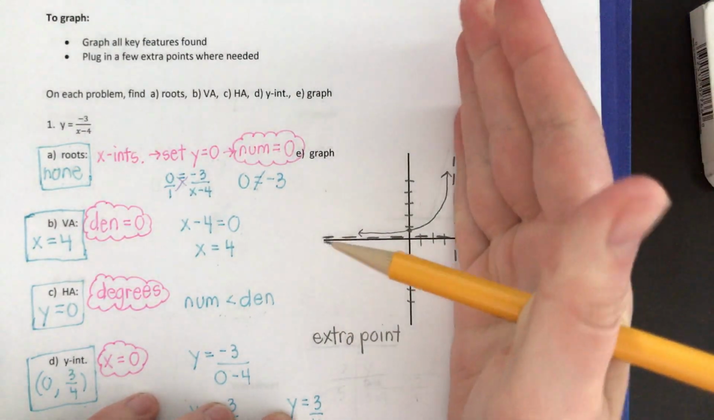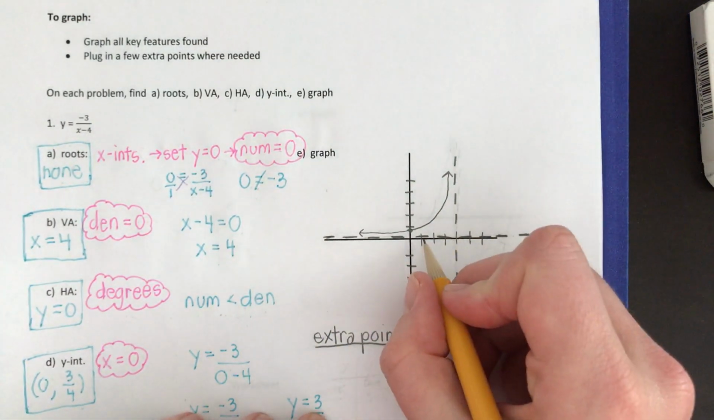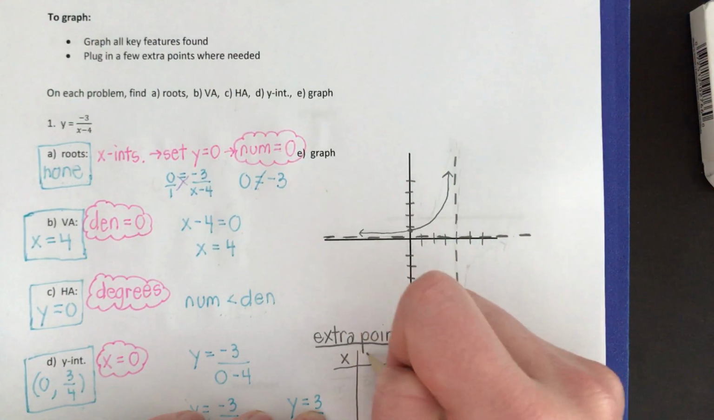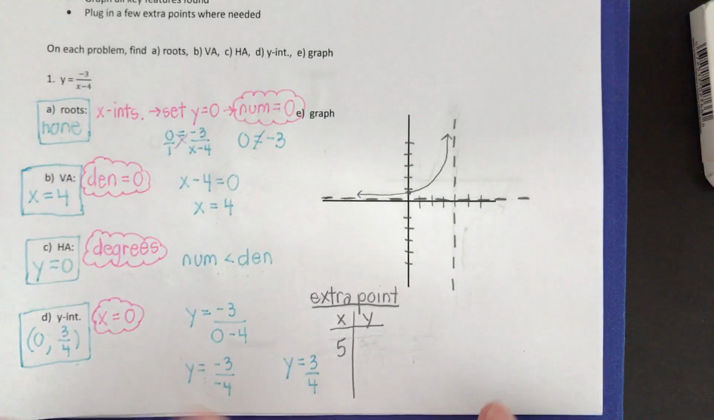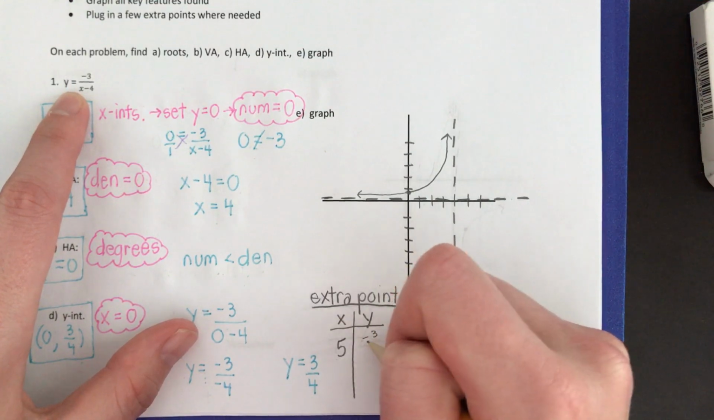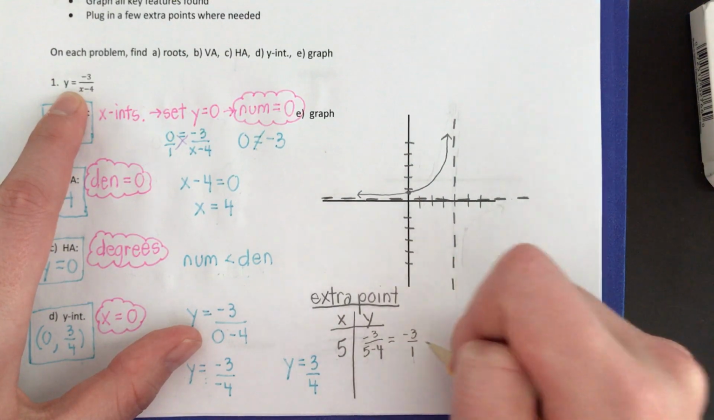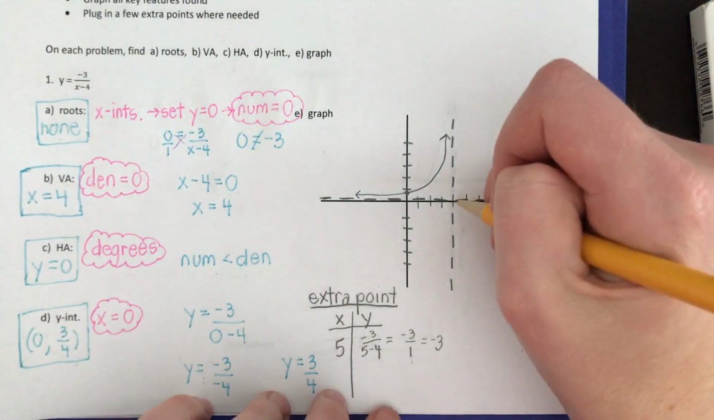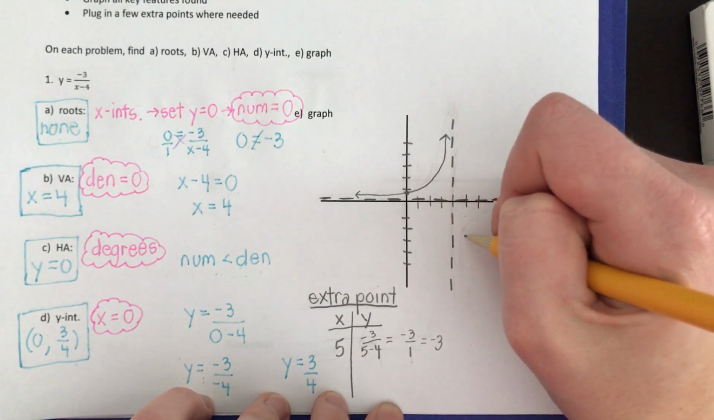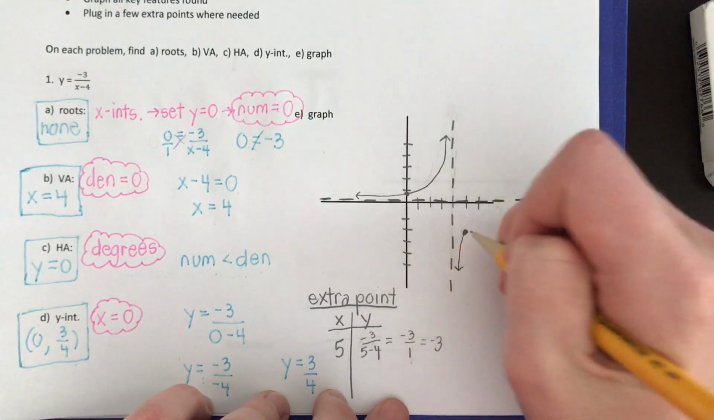Okay, so I want to know what's happening to the right of my VA. So I'm going to plug in a point to the right of my VA. My VA is at 4, so I'm going to go ahead and plug in 5 for x. If I have 5 for x, that would be -3 over 5 minus 4. So in other words, -3 over 1, so in other words, -3. So I have the point 1, 2, 3, 4, 5, and 1, 2, 3, about there. Okay, so then this will also hug and hug.